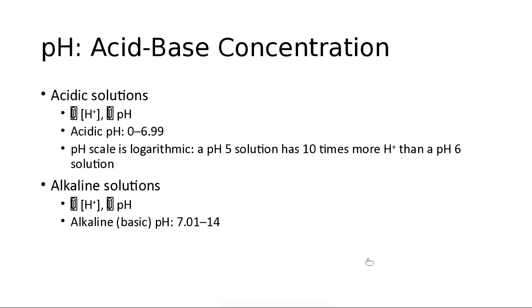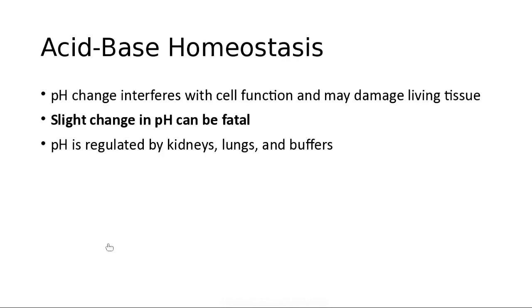Okay, now, since the pH scale is logarithmic, a pH of 5 has 10 times more hydrogen than a pH of 6. pH changes interfere with cell function and can damage tissue, and a slight change in pH can kill you.